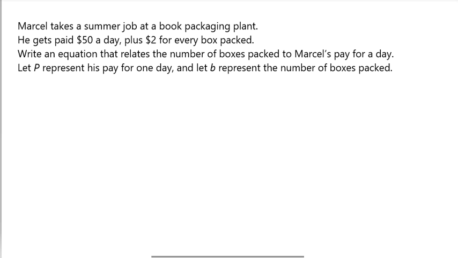So looking at what's happening in this situation, we have two things that we're talking about. We're talking about how much Marcel gets paid and how many boxes he packs. And so that's why we define our two variables as P is going to represent his pay for the day and B is going to represent the number of boxes packed.